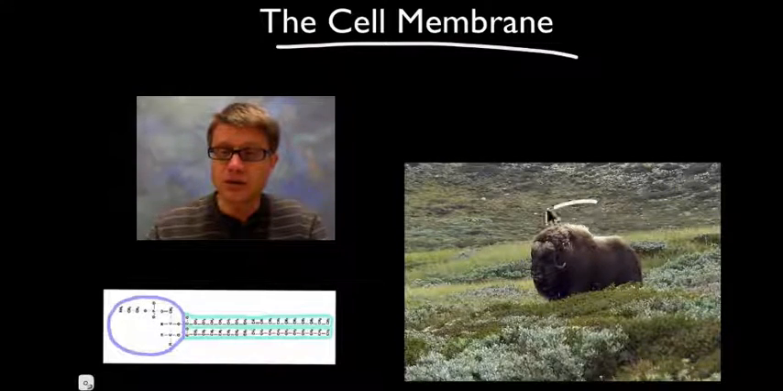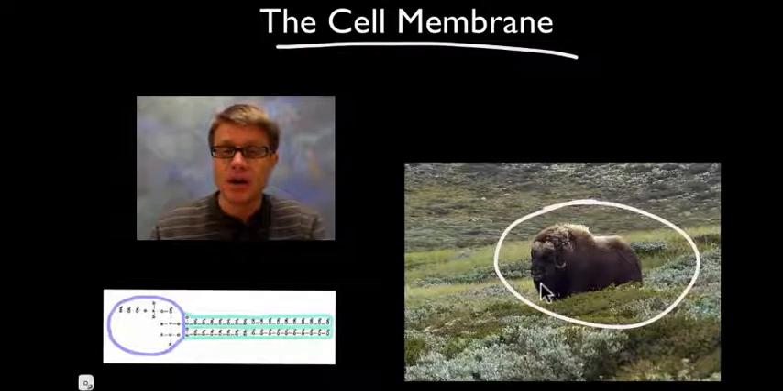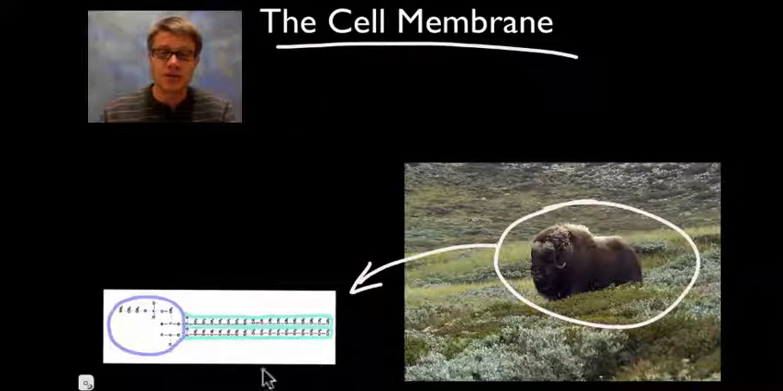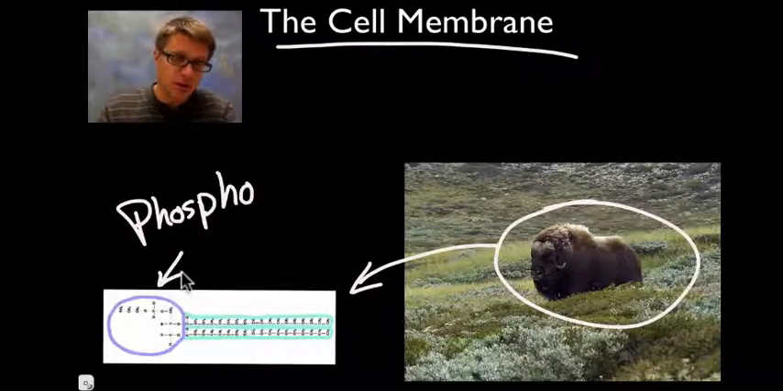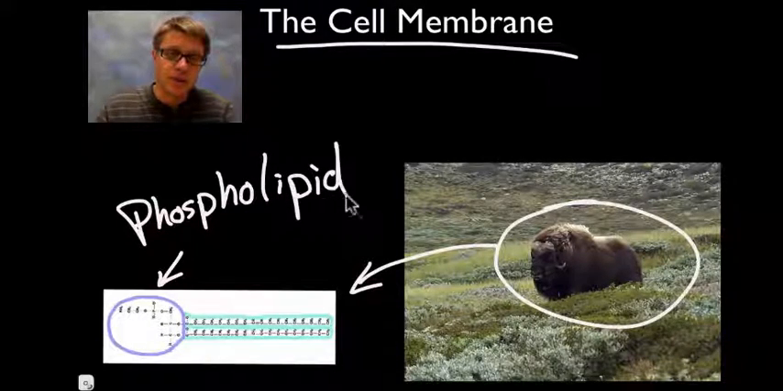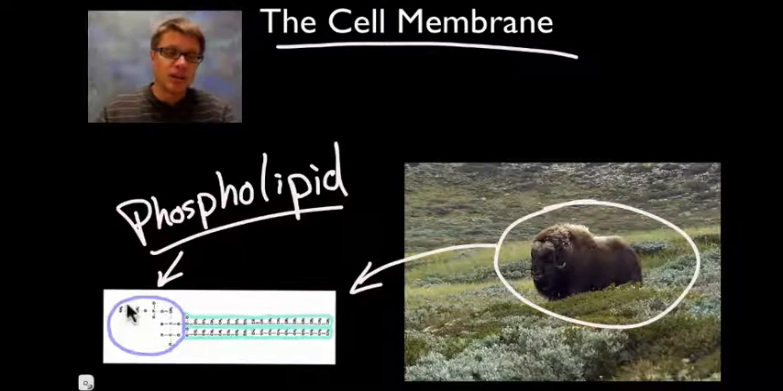And so you may ask yourself, why do you have a picture of a muskox here? Well, the reason why is that whenever I talk about the cell membrane, I like to talk about the muskox and how it's a whole heck of a lot like this over here. This thing over here is called a phospholipid. The reason it's phospho is because we have a phosphate group right up here in the head.